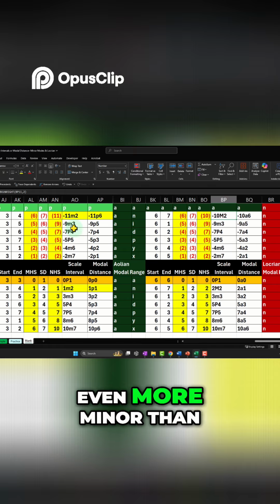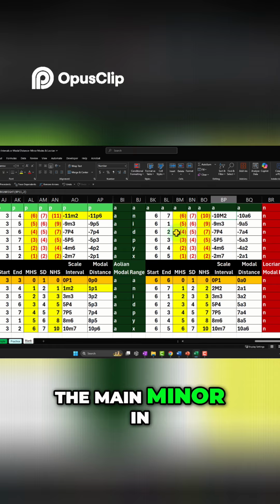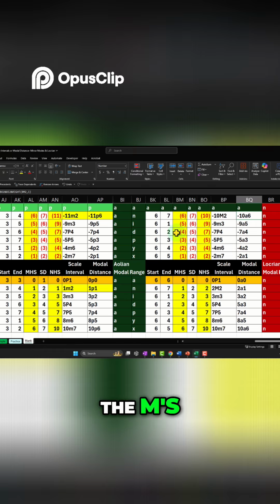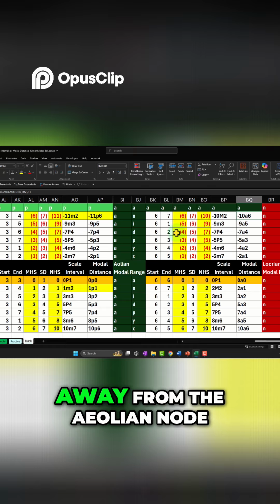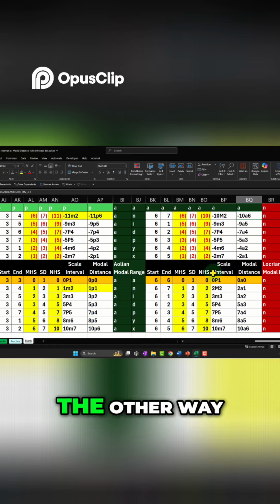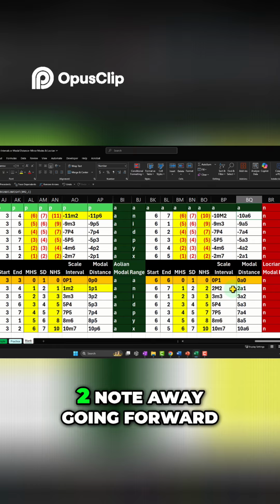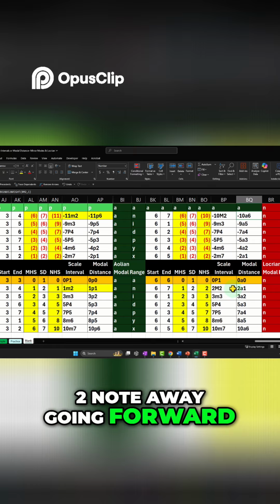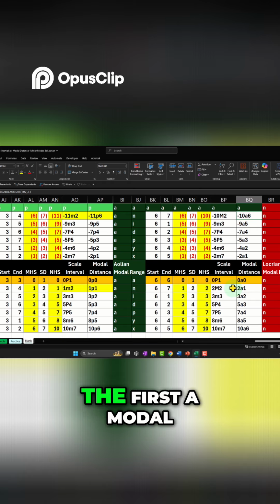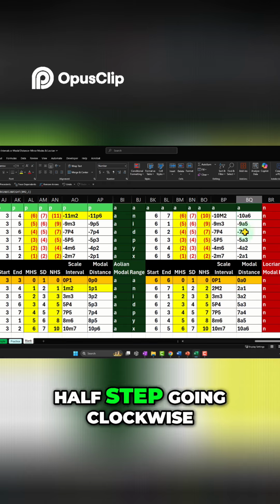But the Phrygian is even more minor than the main minor in that aspect, because it has a minor, if you go by the M's, the big M and the long. Anyways, I'd rather call it a negative 10 note away from the Aeolian node, negative 6 modal half step, because if I go the other way, it would still be 2 notes away going forward, this time from the Aeolian node. 7 minus 6 would be the first modal half step going clockwise.